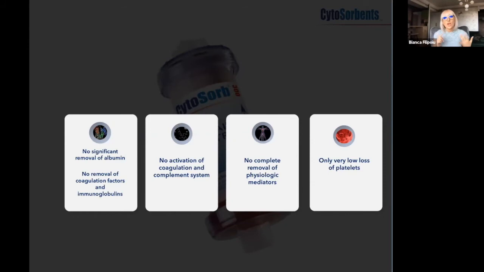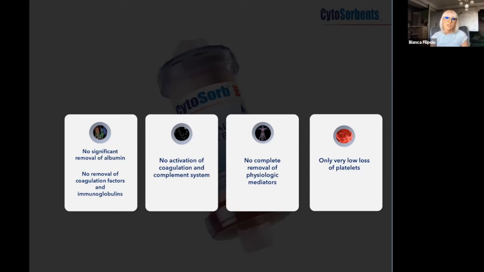Also, Cytosorb doesn't remove coagulation factors and immunoglobulins. That makes it really a good product to be used in different clinical situations with no risk, no activation of the coagulation or complement system after Cytosorb treatment. That's a very, very good thing, especially because we are dealing with patients who already have coagulation activation or complement activation, and we don't need additional pressure on those two.